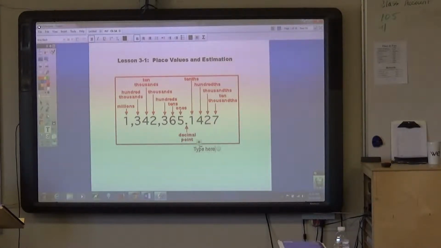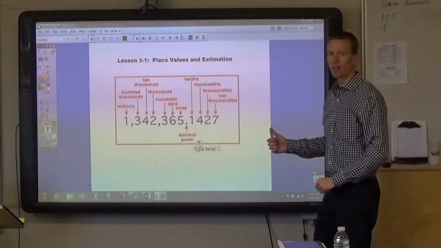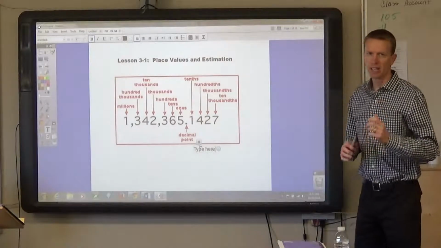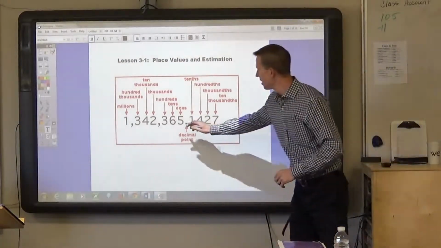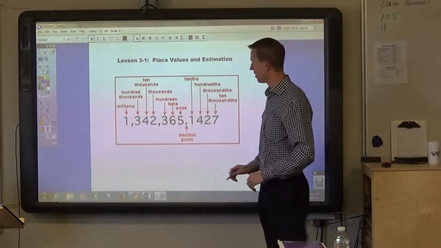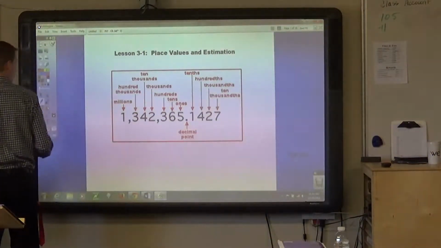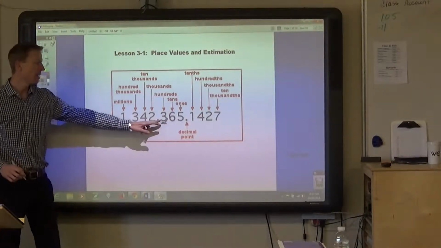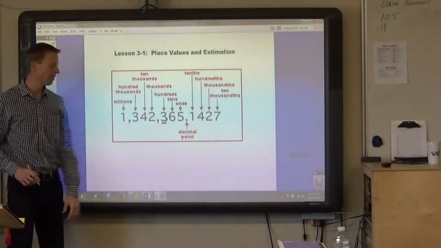Okay, class. First lesson in chapter 3 is about place values and estimation. One of the most important things that you can learn is place value because it tells you how much a digit is worth. For example, this 3 in the hundreds place is worth more than the 5, obviously.